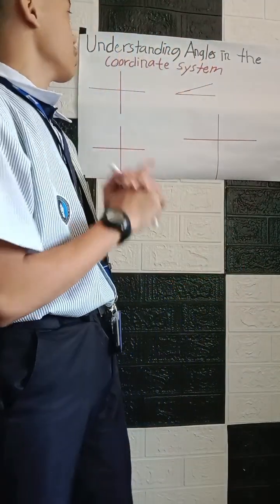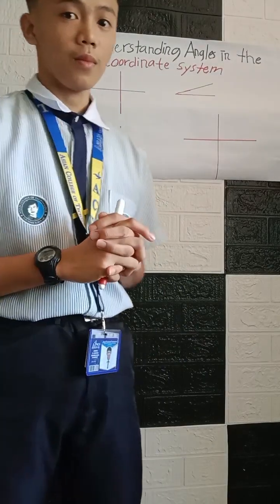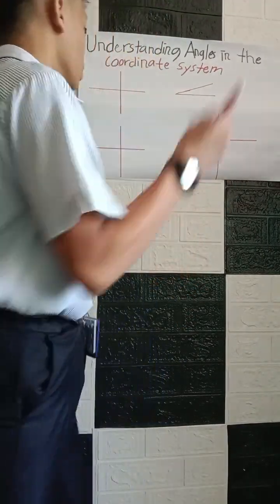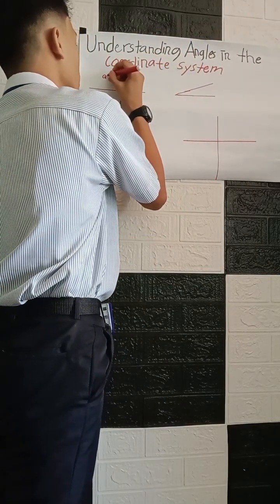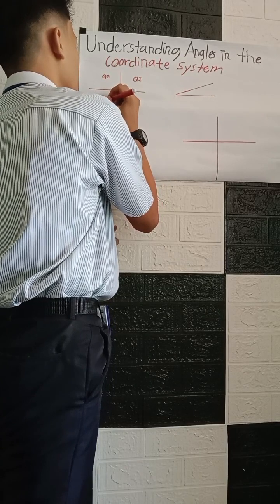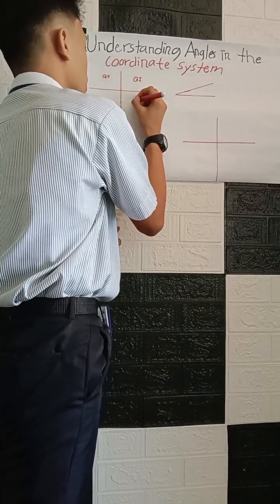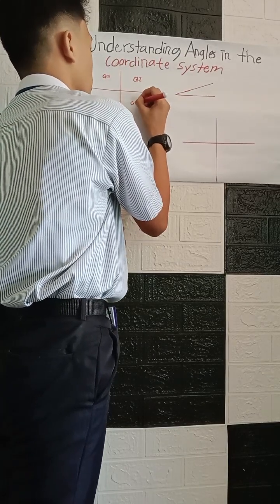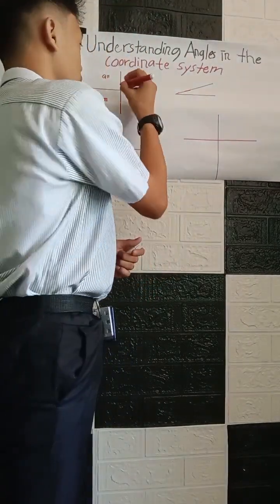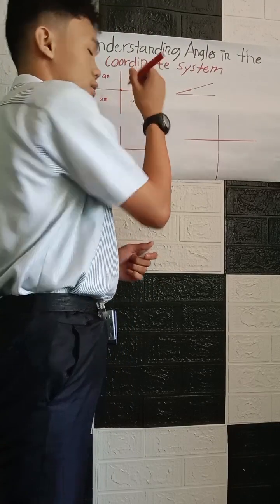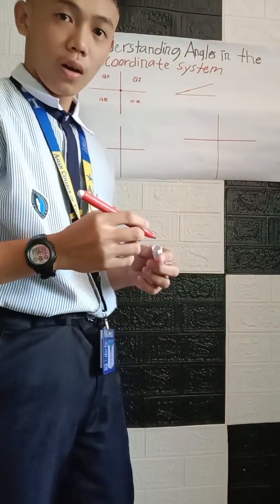Our topic for today is about understanding angles in the coordinate system. Our coordinate plane is composed of 4 quadrants: Quadrant 1, Quadrant 2, Quadrant 3, and Quadrant 4. Each quadrant is equal to the origin.